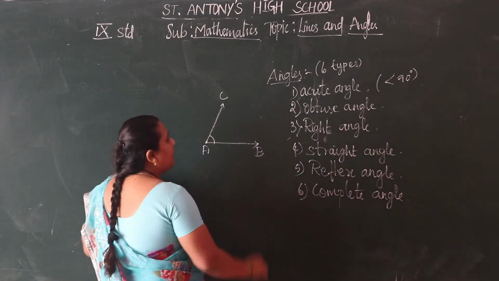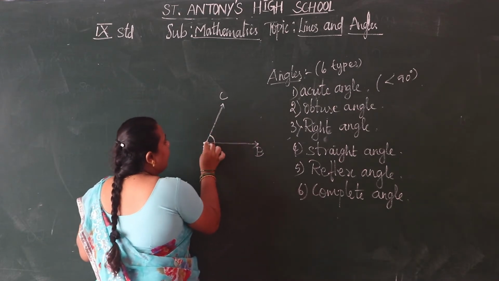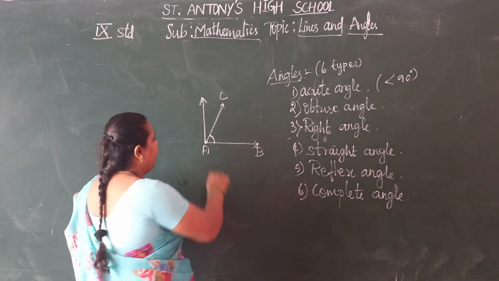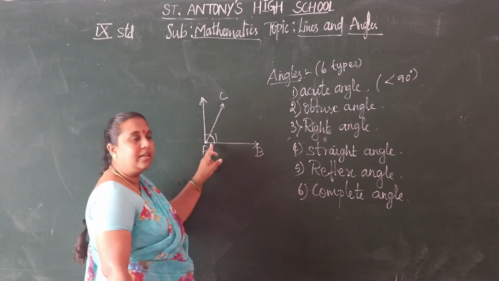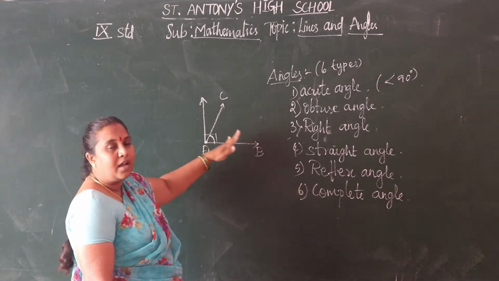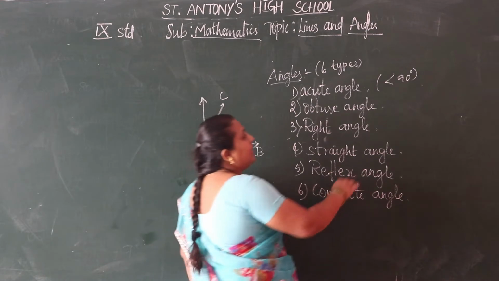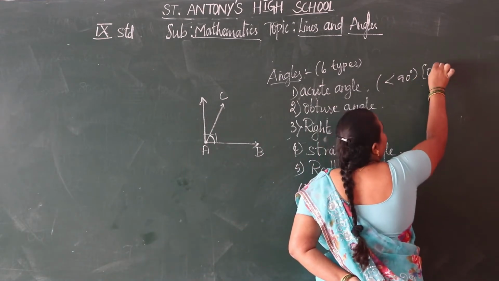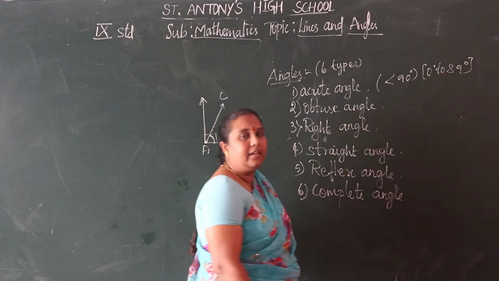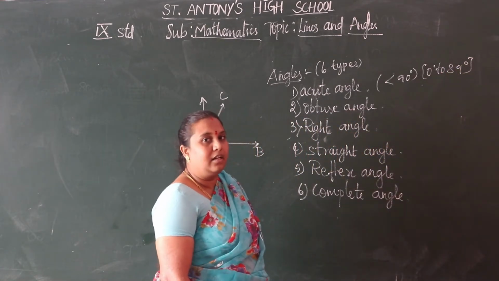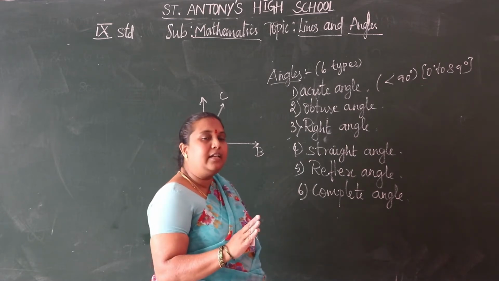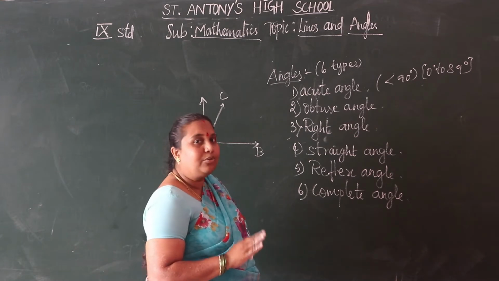What is an acute angle? This is 90 degrees. Any angle less than 90 degrees, we can say, is an acute angle. Less than 90 degrees means 0 degrees to 89 degrees. If it is exactly 90 degrees, that is a right angle. If it is 89 degrees, it is considered an acute angle.